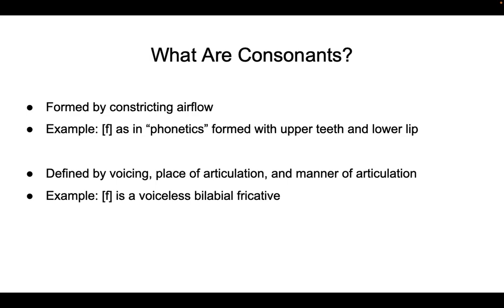So consonants, unlike vowels, are formed by constricting the airflow by bringing different parts of the vocal tract together. So, for example, the sh sound, as in phonetics, is formed with the upper teeth and lower lip. Each consonant is defined by 3 phonetic features: voicing, place of articulation, and manner of articulation. So, for example, sh is a voiceless bilabial fricative. That's the voicing, the place of articulation, and the manner of articulation. So let's talk about each of those phonetic features in a little more detail.